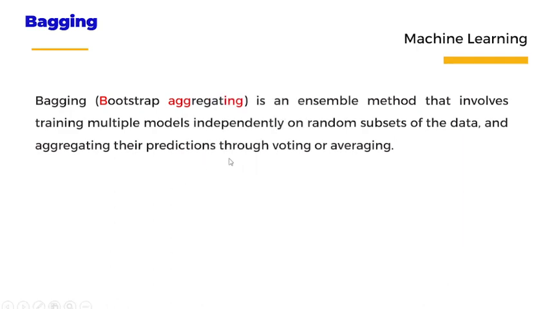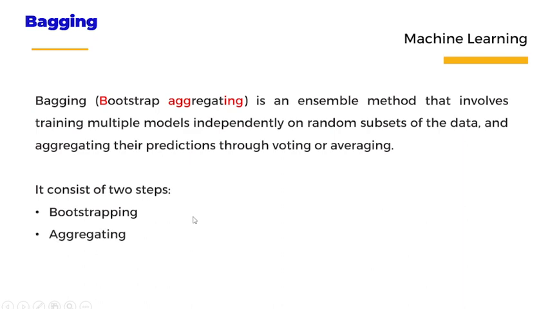Bagging, or bootstrap aggregating, is an ensemble method that involves training multiple models independently on random subsets of data and aggregating their predictions through a voting or averaging technique. It consists of two steps. The first one is bootstrapping and the second one is aggregating.